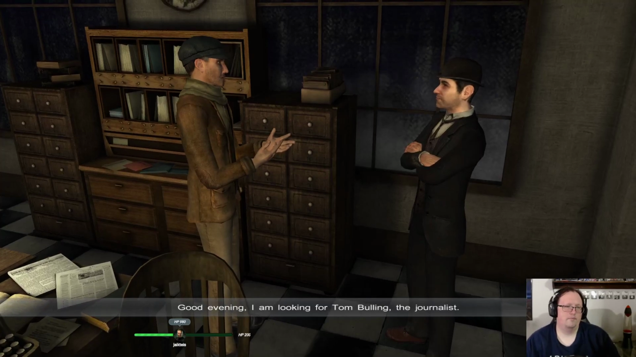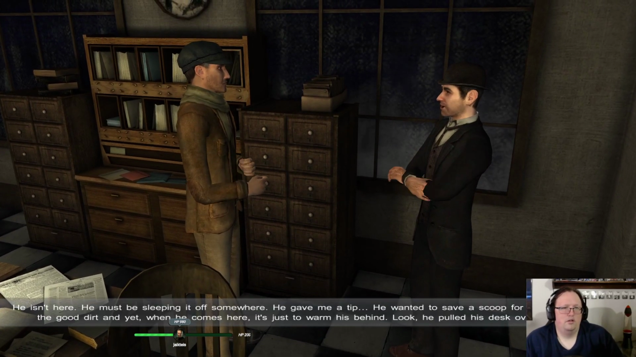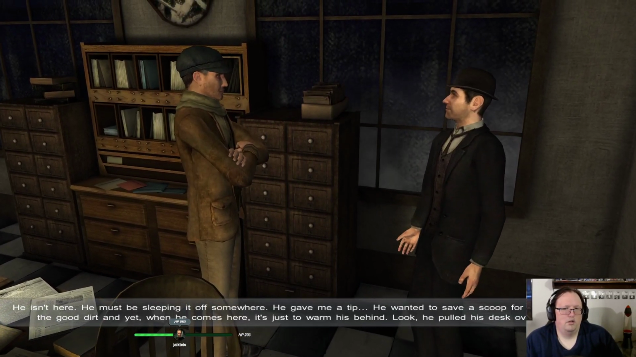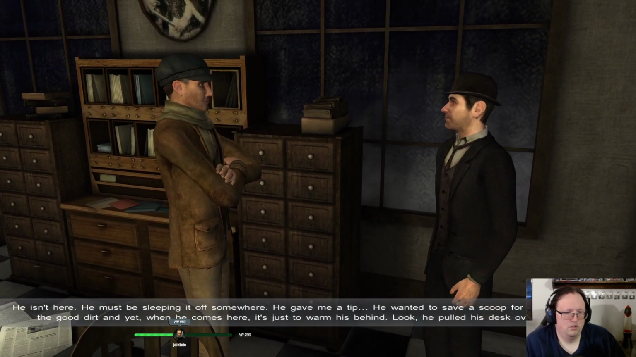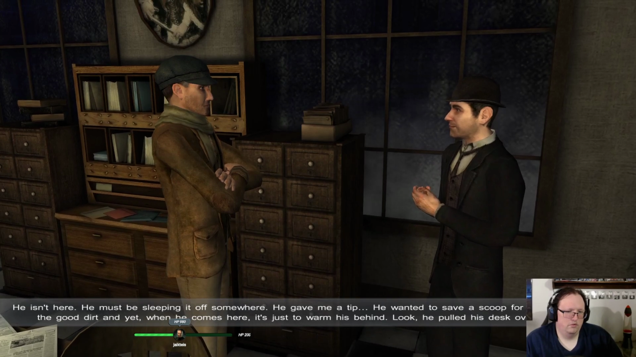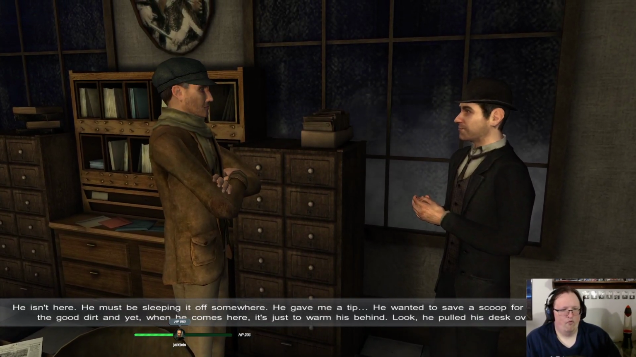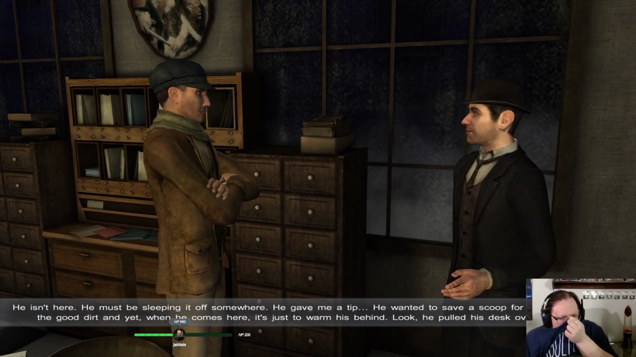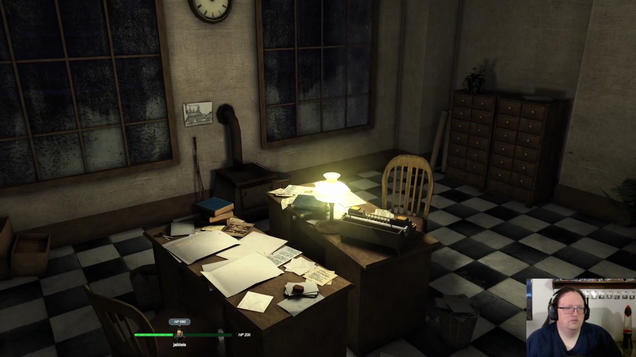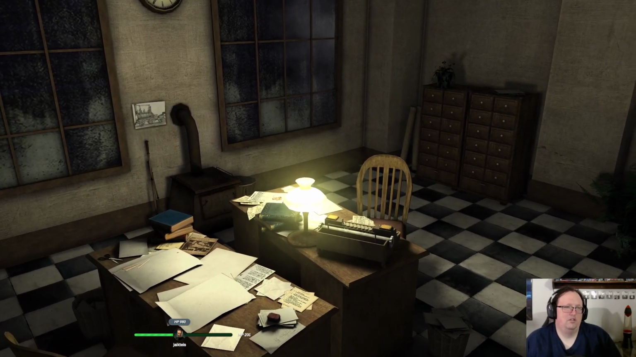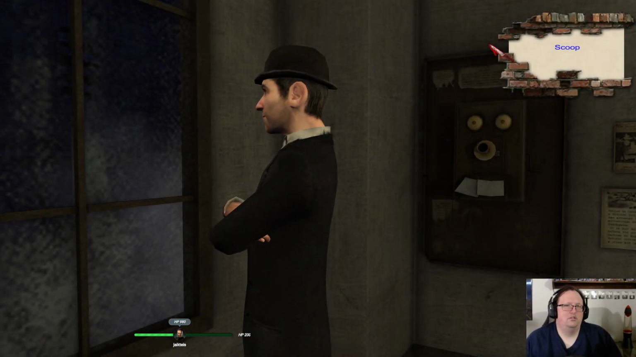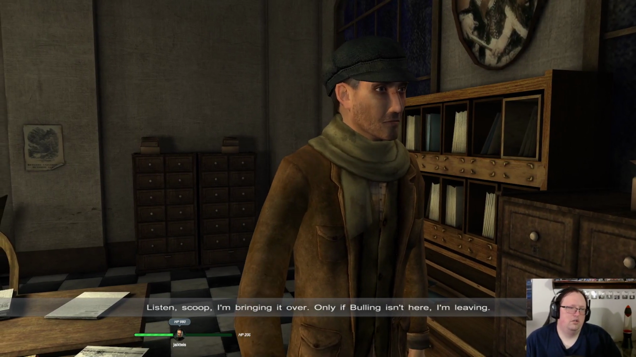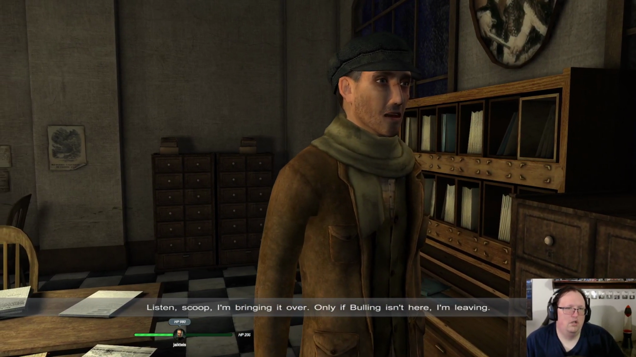Good evening. I'm looking for Tom Bulling, the journalist. He isn't here. He must be sleeping it off somewhere. He gave me a tip. He wanted to save a scoop for me. He always gets good dirt, and yet when he comes in here, it's just to warm his behind. Look, he pulled his desk over the stove. Scoop, listen, I'm bringing it over. Only if Bulling isn't here, I'm leaving.